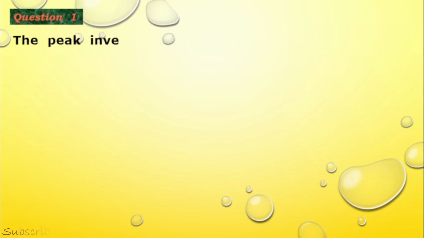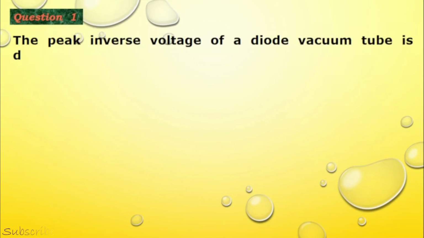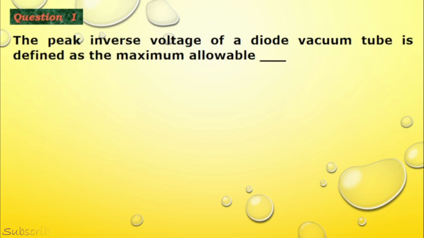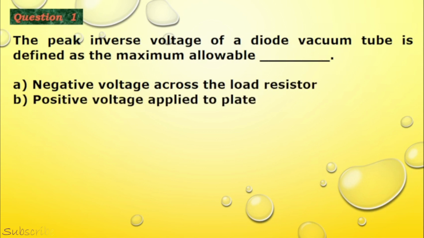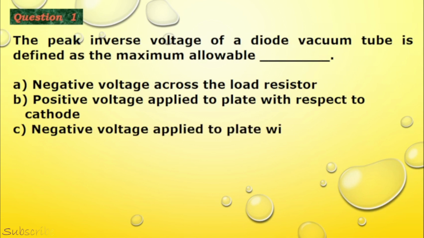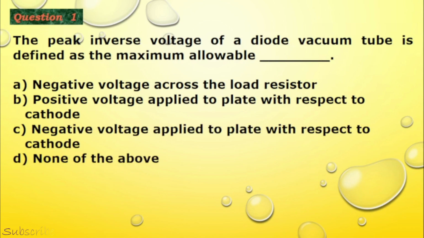Question number 1. The peak inverse voltage of a diode vacuum tube is defined as the maximum allowable blank. A. Negative voltage across the load resistor. B. Positive voltage applied to plate with respect to cathode. C. Negative voltage applied to plate with respect to cathode. D. None of the above. The correct answer is letter C, negative voltage applied to plate with respect to cathode.